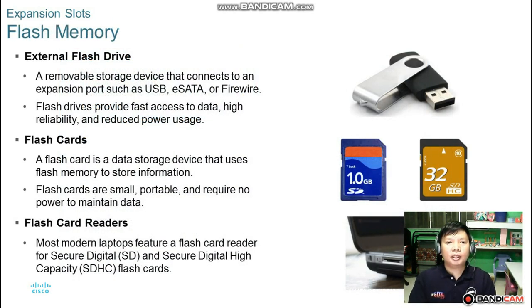Flash memory. An external flash drive is a removable storage device that connects to an expansion port such as USB, eSATA, or FireWire. Flash drives provide fast access to data, high reliability, and reduced power usage. A flash card is a data storage device that uses flash memory to store information. Flash cards are small, portable, and require no power to maintain data.